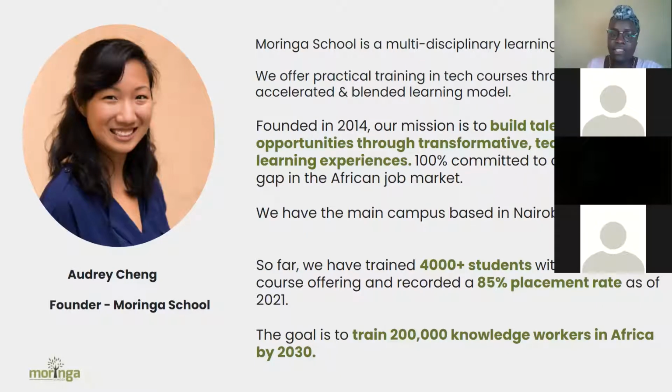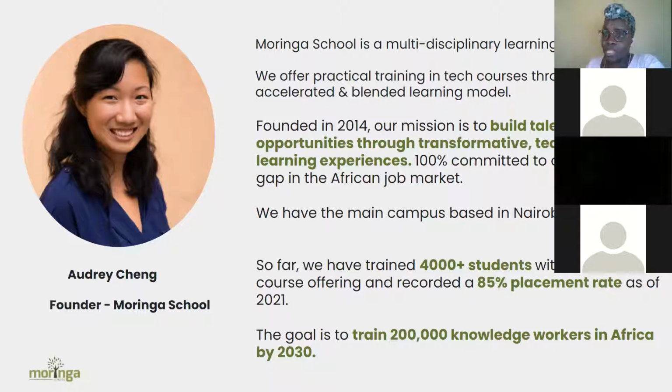So we started off as a boot camp, right? As of now, we have trained over 4,000 students and successfully placed 85% of our graduates into employment. And our main goal is that by the year 2030, we will have placed 200,000 knowledge workers in opportunities, be it tech entrepreneurship, be it employment, and so forth. As of now, we offer a vast number of tech-based courses, and I'm going to take you through what we offer. You can see here that we are a multidisciplinary learning accelerator.